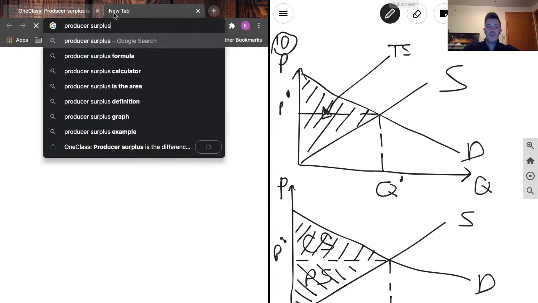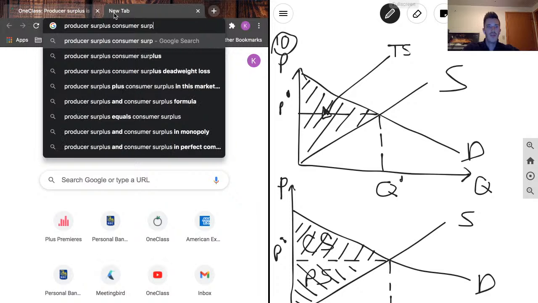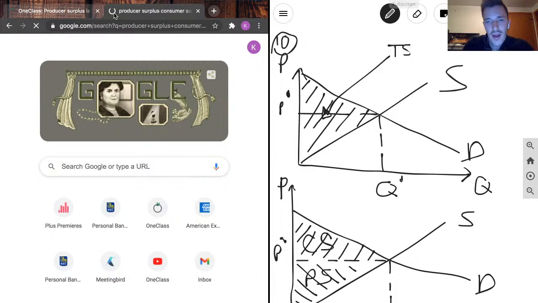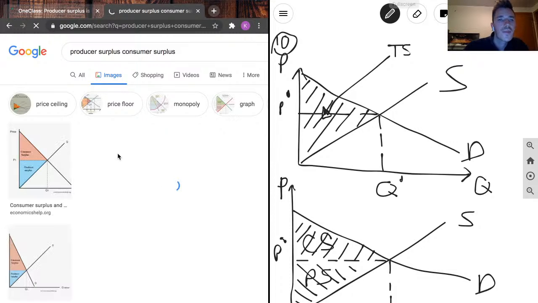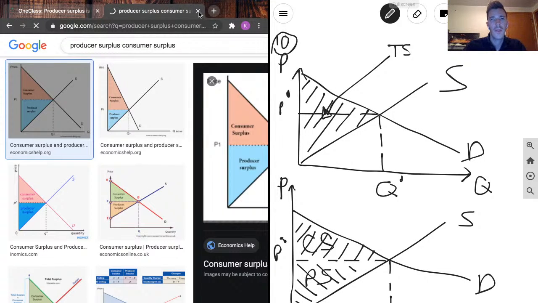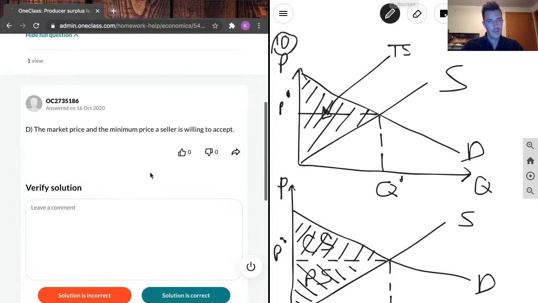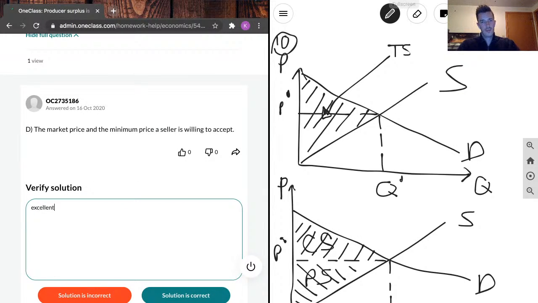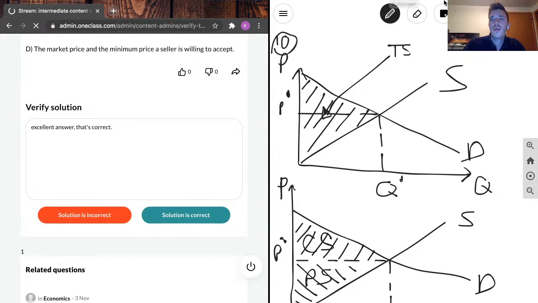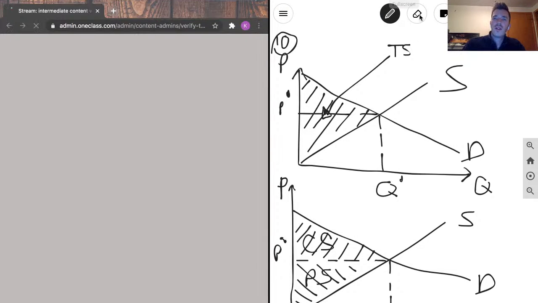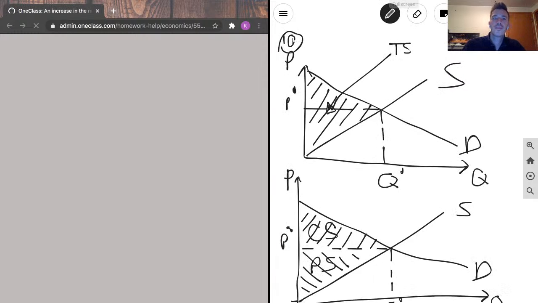I'm going to Google that just to make sure. I haven't thought about that concept in a long time. That makes sense to me. I believe it's correct, but I just want to double check. Yep, and that's exactly what it is. That's number 10. Can move on to 11 here.